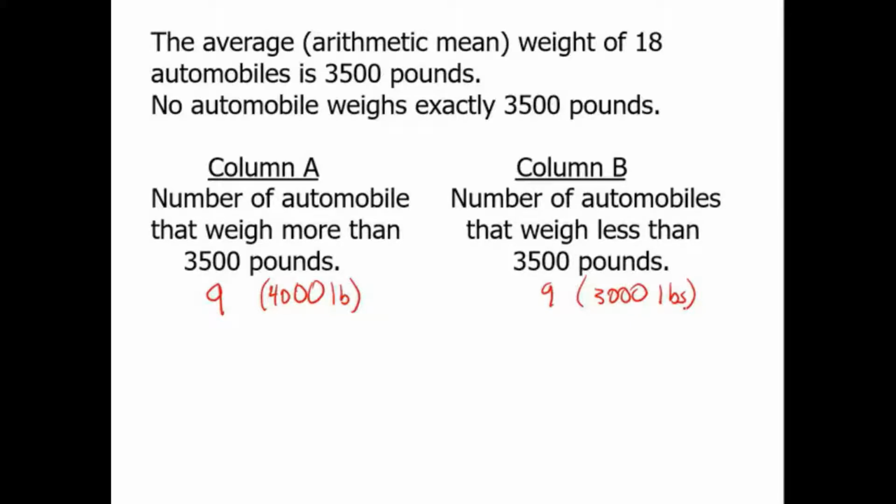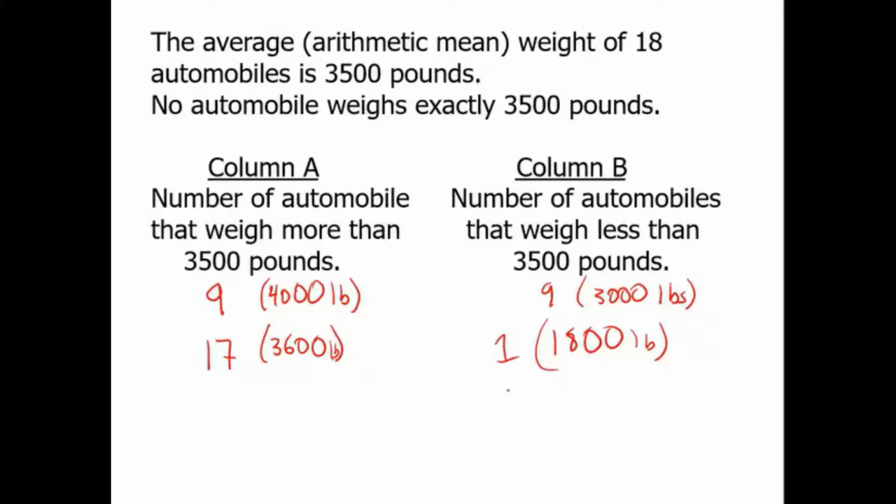Or we could have the cars that are over be most of them. Let's say 17 of them are just over. 17 of them are, say, at 3,600. So on this side, we've added 100 17 times, so we need to subtract 1,700 on the other side from 3,500. 35 minus 17 is 18. This would be one car that weighed 1,800 pounds and 17 cars that weigh 3,600 pounds.